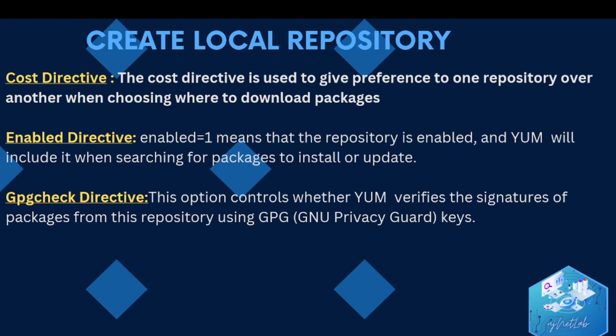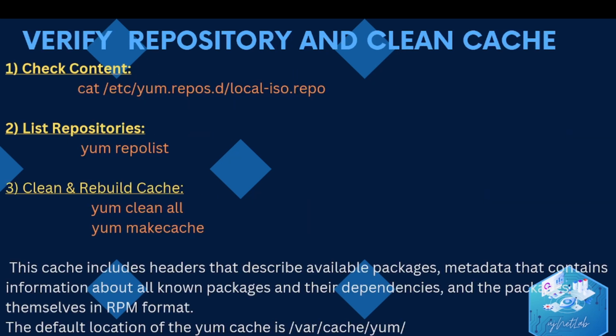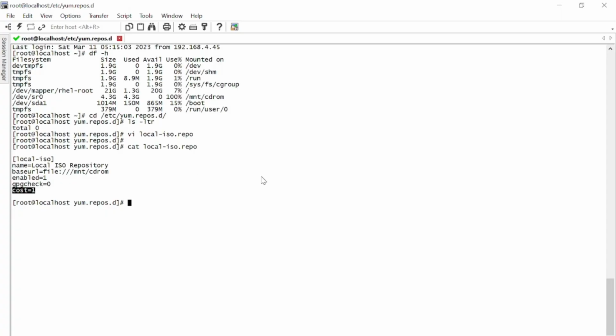Now enabled means that the repository is enabled and yum will include it when searching for packages when we have to install something. The gpgcheck directive is an optional control where yum verifies the signatures of the packages from this repository using GNU Privacy Guard keys. I already verified this. Now the other command is yum repolist. Let's see what yum repolist does.